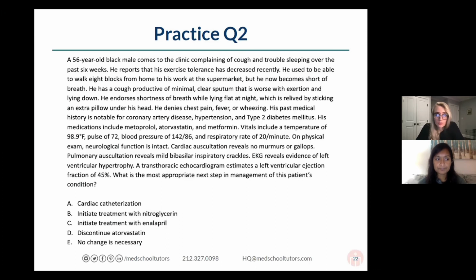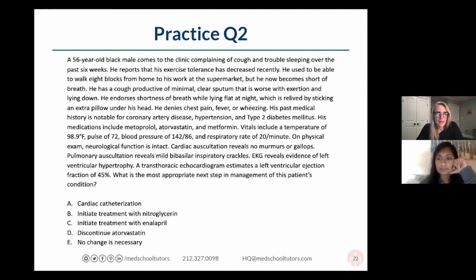Vitals are always useful. Respiratory rate's a little high, blood pressure's a little high, but nothing crazy. Neurologic's fine, cardiac auscultation is fine, pulmonary has some mild bibasilar inspiratory crackles. Okay, that sounds kind of fluid overloady, perhaps. And then we've got some left ventricular hypertrophy.